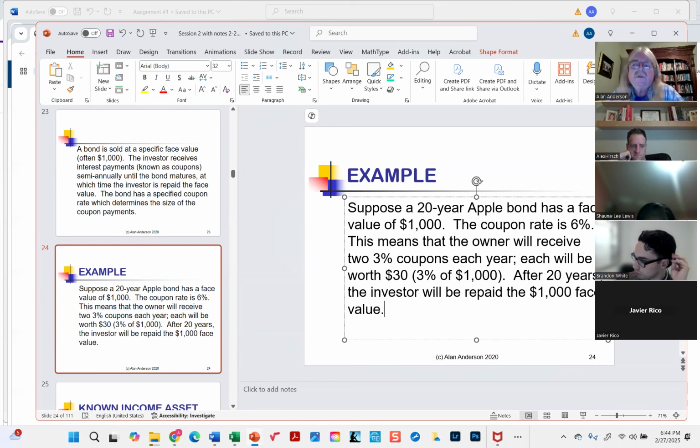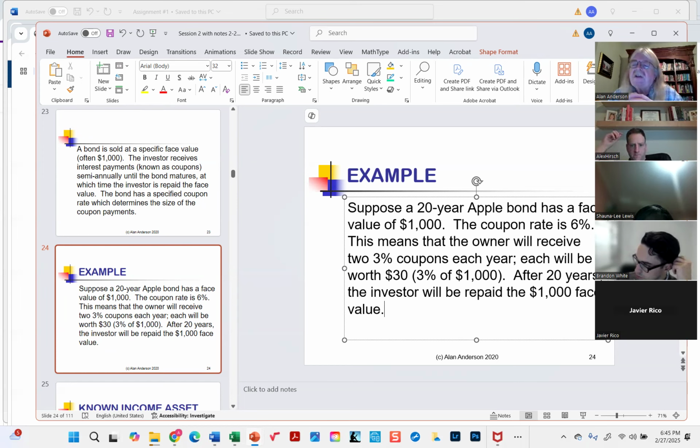So this is an unusual structure because you're getting a very small number of payments throughout the lifetime of the bond. It's not like you're earning interest in a bank account, which carries on every single day. Instead, you're getting just 2 payments every year.